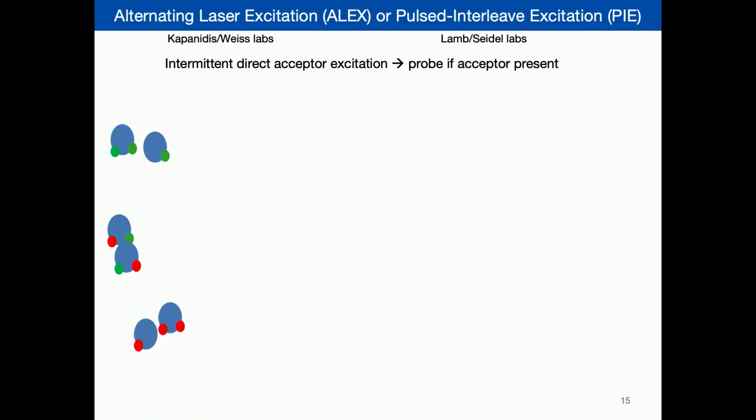The Kapanidis and Weiss lab, or the Lamb and Seidel lab, they came up with a technique which is called alternating laser excitation or pulsed interleaved excitation. And the idea is very simple. Instead of just exciting your donor fluorophore, very briefly in between, you directly excite your acceptor fluorophore to test if that molecule that you're probing at the moment also carries an acceptor.